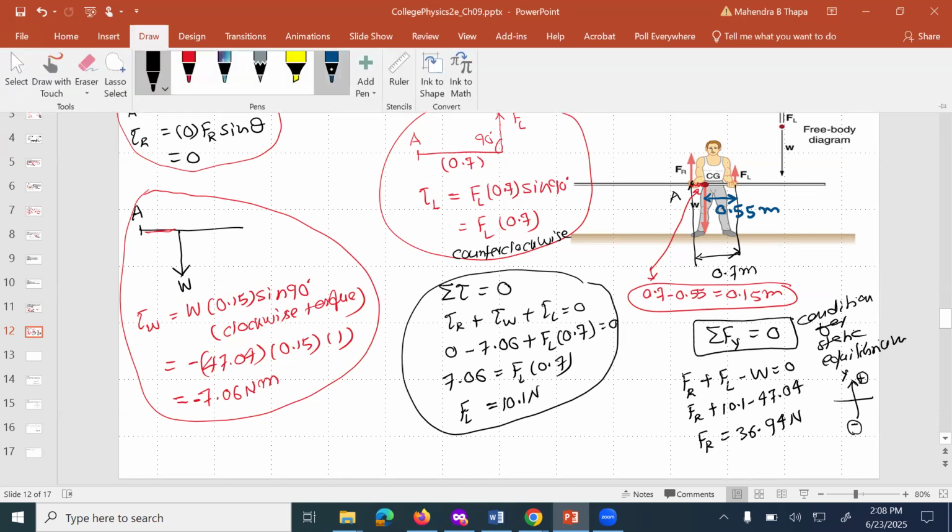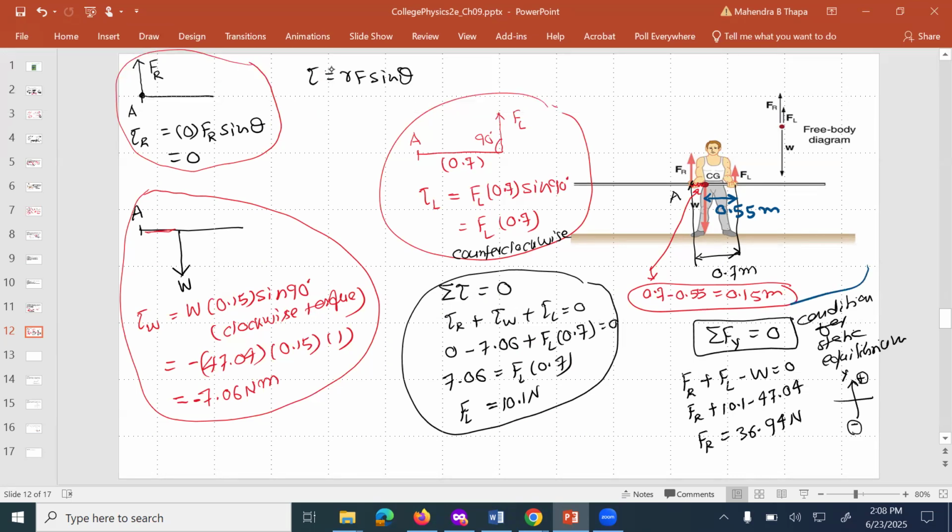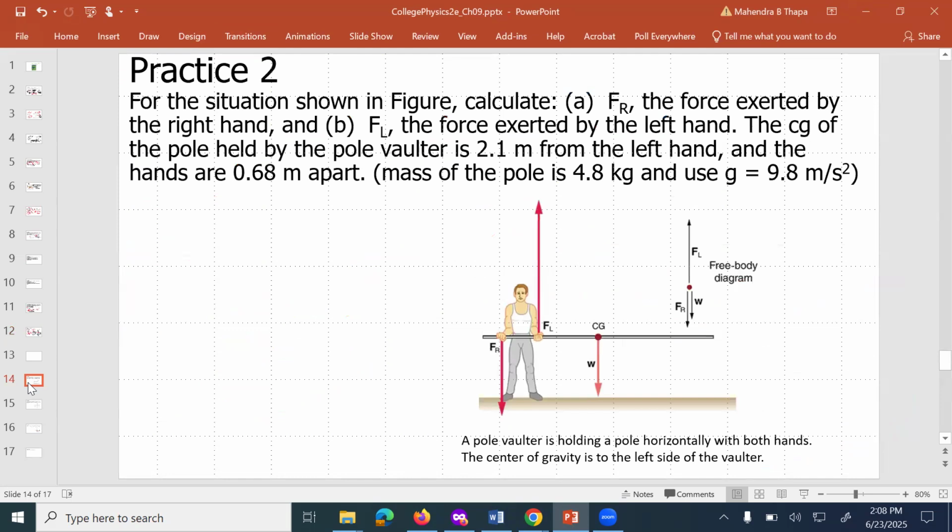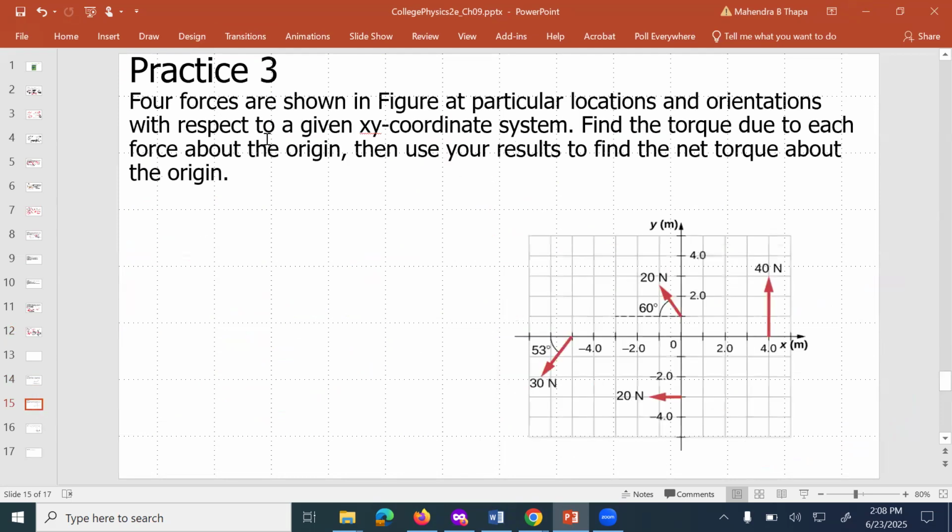So here we use both the conditions of equilibrium. This is also the condition for static equilibrium. If you understand the concept learned so far, you can practice 2, which is a very similar problem. You can practice 3.